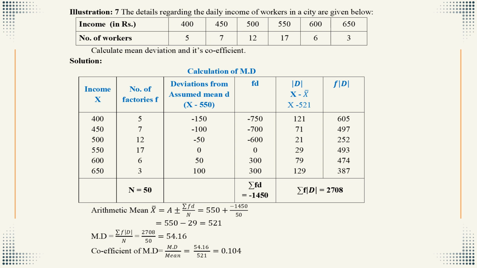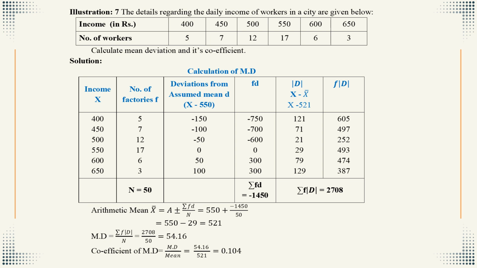So here this much calculation has to be done, but in the previous case, directly from the mean you can calculate. The mean can be easily calculated. Here you have calculated the mean. How? x bar equals assumed mean plus or minus sigma fd by n. Here the positive value is 550, assumed. You have assumed 550 plus the total value, sigma fd, minus 1450, by n. n is given as 50, that is the total number of factories: 5 plus 7 plus 12 plus 17 plus 6 plus 3, 50.